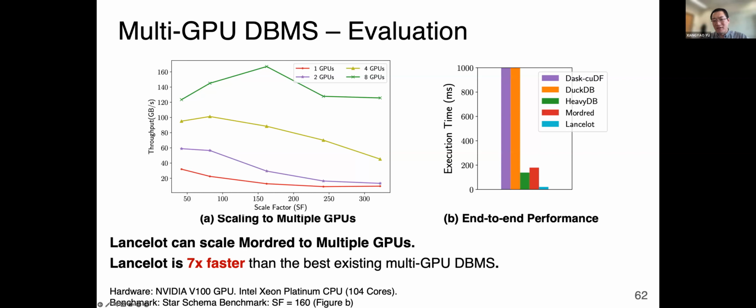We also have another experiment where the data doesn't, sorry, this data does fit into GPU, this figure. But when your data does not fit in GPU, Lancelot will still have very good performance. But in that case, HeavyDB will run the query entirely in CPU. So the performance gap will be even more.